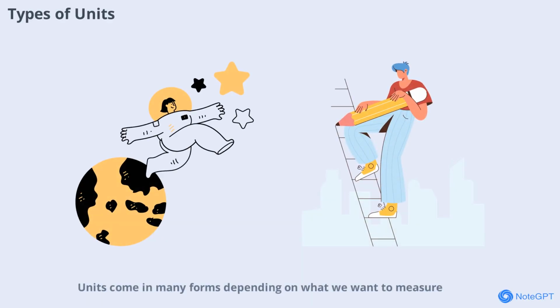Units come in many forms depending on what we want to measure. There are units for length, mass, time, temperature, and more. Each physical quantity has its own set of units tailored to describe it accurately. For example, we use meters for length, kilograms for mass, and seconds for time. These units help us quantify the world around us, making it possible to perform experiments, analyze data, and develop new technologies. Next, let's look at the difference between fundamental and derived units.